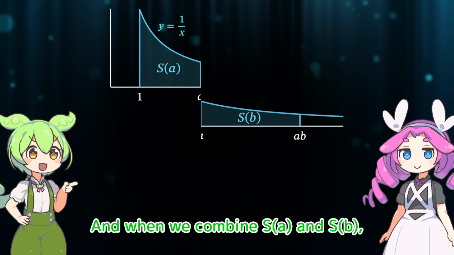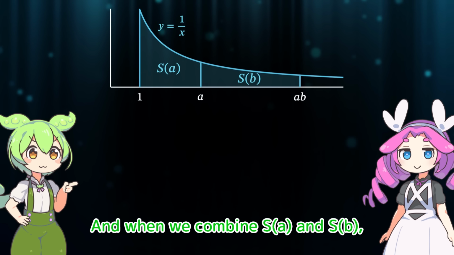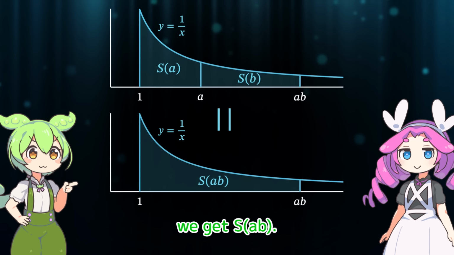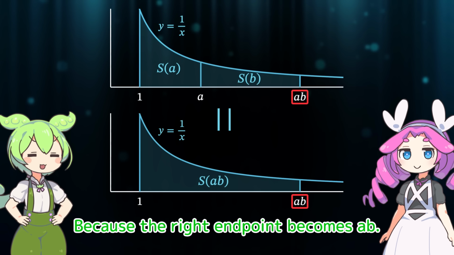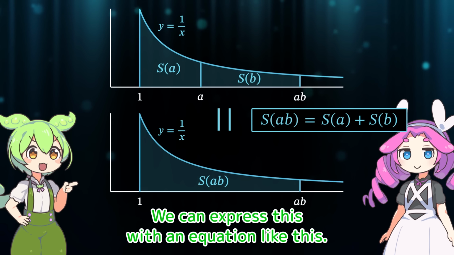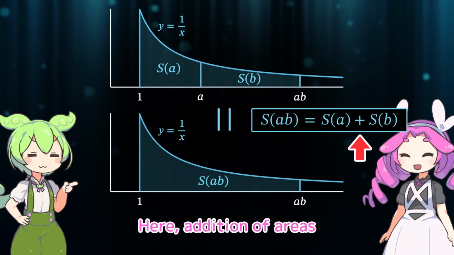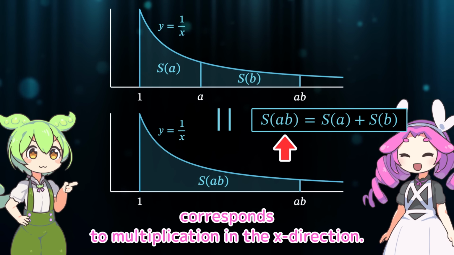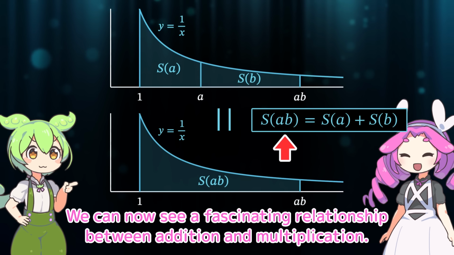And when we combine S of A and S of B, we get S of AB, because the right endpoint becomes AB. So by adding water, we effectively perform multiplication of A and B. We can express this with an equation like this. Here, addition of areas corresponds to multiplication in the x direction. We can now see a fascinating relationship between addition and multiplication.